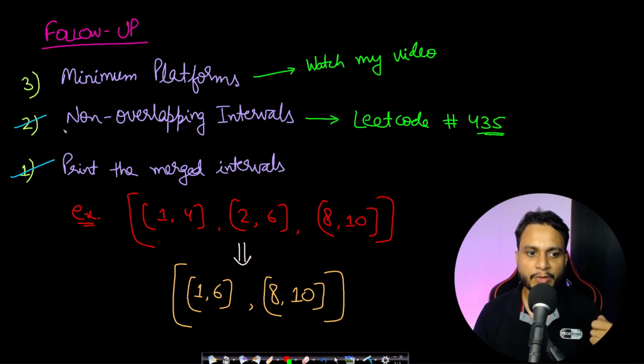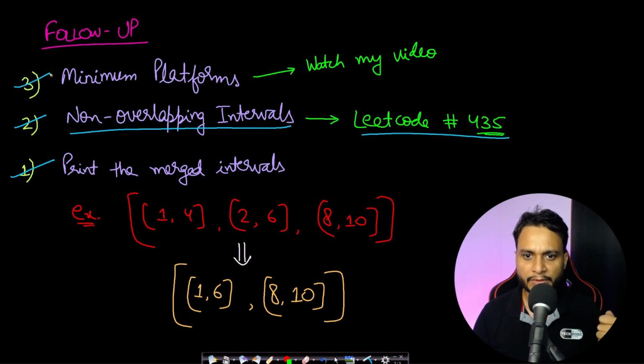The second follow-up problem can be printing the non-overlapping intervals. You can practice this by going to Leetcode number 435. And the third follow-up problem, which is slightly related to this same problem, is the minimum platforms problem. You can do this by watching my video on minimum platforms. You can search on YouTube. The link for it will be given in the description below as well.